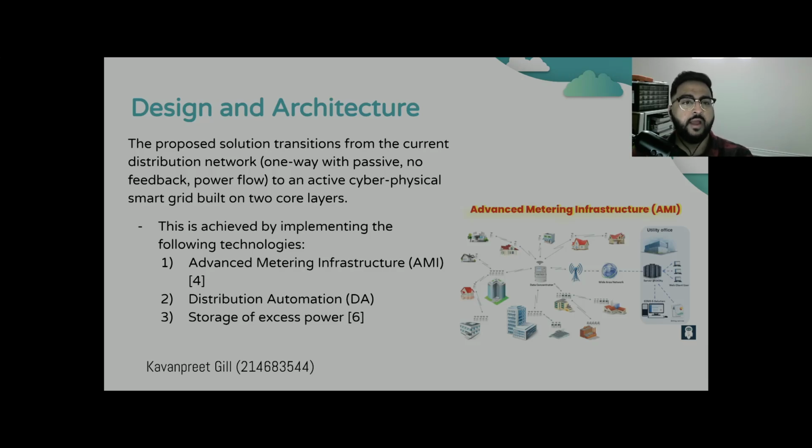The first is the AMI, which replaces old electromechanical meters with digital smart meters that measure voltage, current, and power quality continuously. The second is DA. Intelligent devices and automated switches are installed along the distribution lines that can monitor and react to any grid conditions and changes without waiting for a human to step in. Lastly, we have energy storage on any excess power not being utilized effectively. We will focus on this quite a bit, and that's where all our data is.